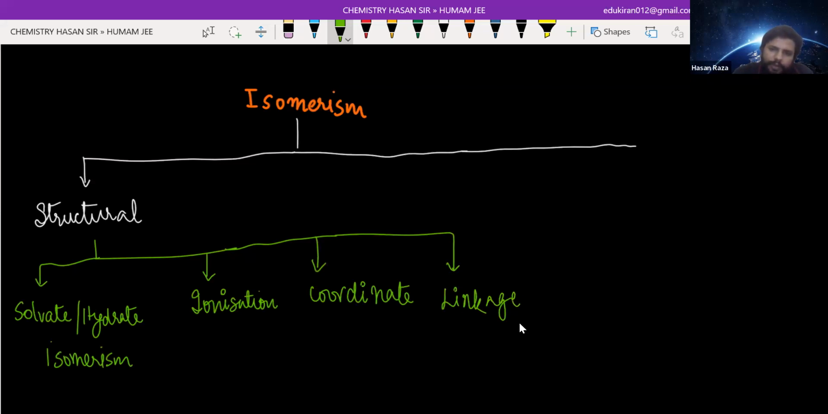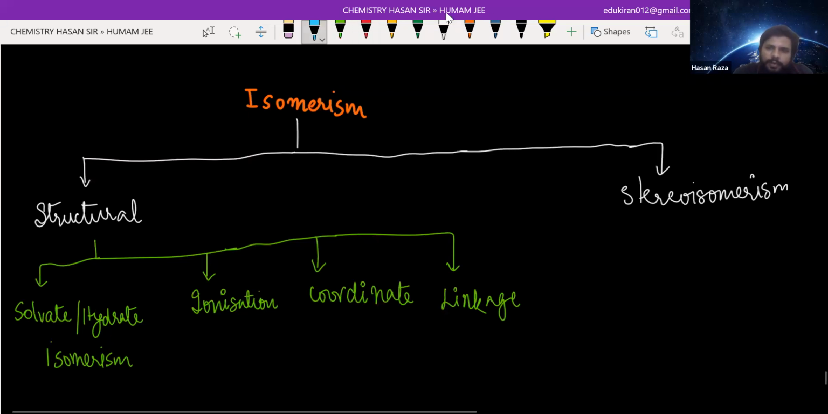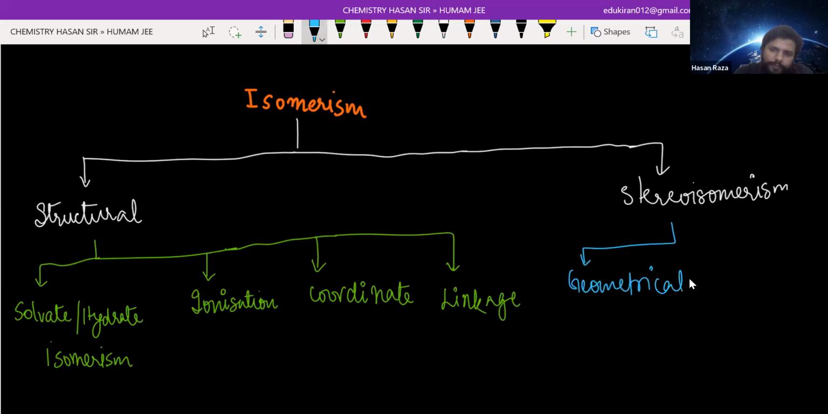So basically, we have two types of isomerism. The first one is structural, and the second one is stereoisomerism, or stereoisomers. This stereoisomerism is also divided into two parts. The first one is geometrical isomerism, which you have heard of in class 11th organic chemistry, and the second one is optical isomerism.